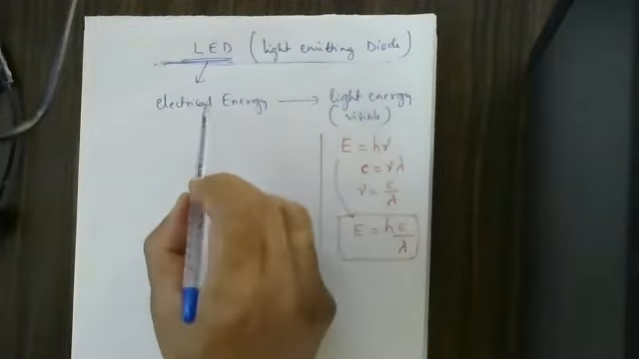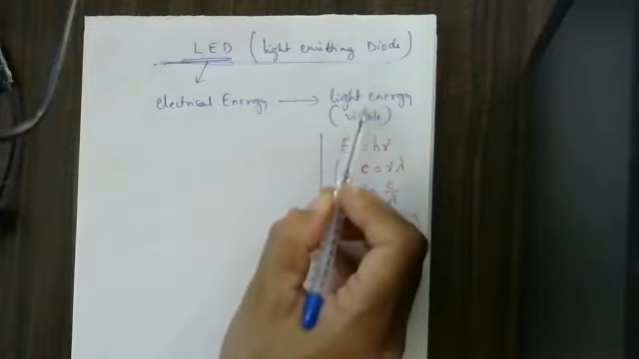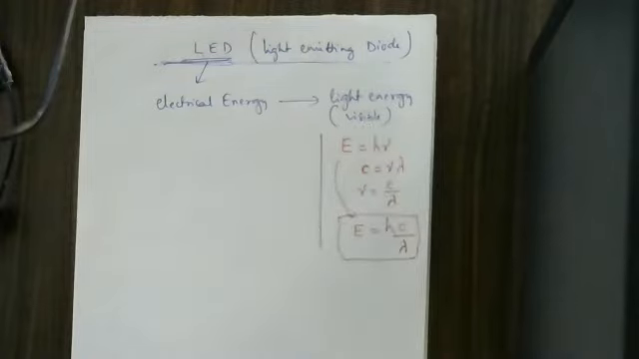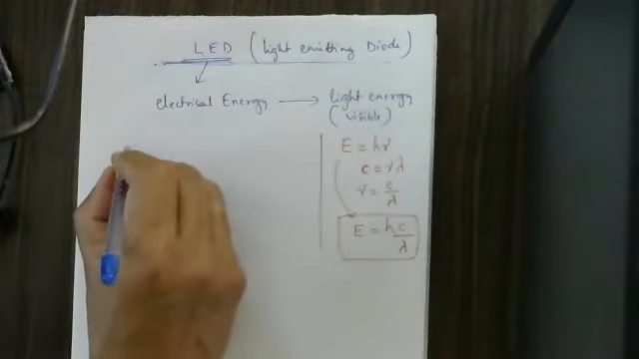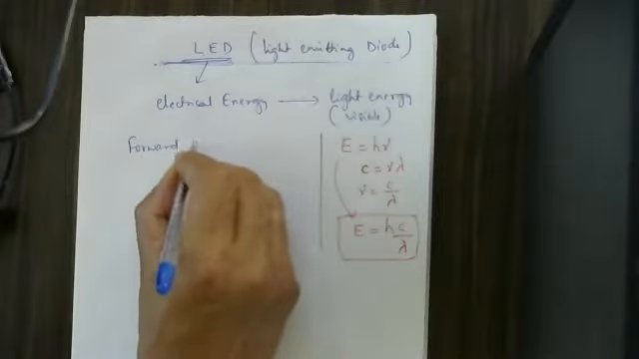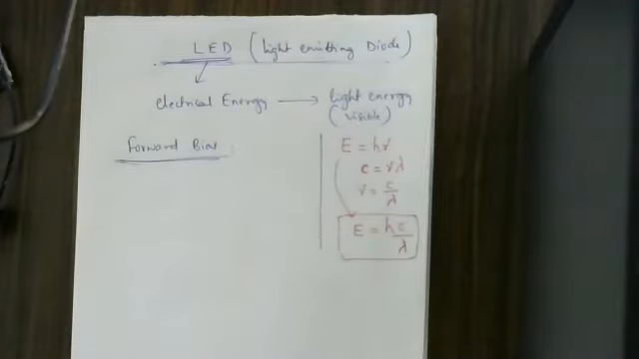LED works as the electrical energy is converted in the form of light energy, either in the visible or invisible region, no problem. It works under forward bias only. It does not work under reverse bias. But nowadays, new LEDs have been invented and are already in the market. They work even under reverse bias.